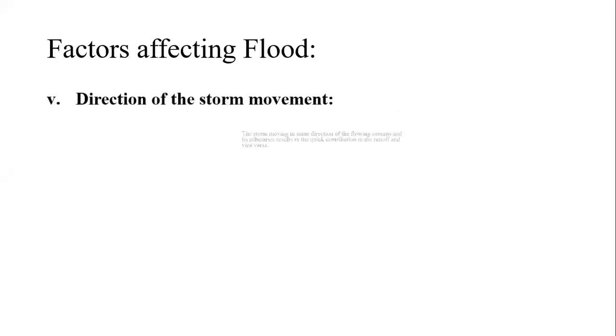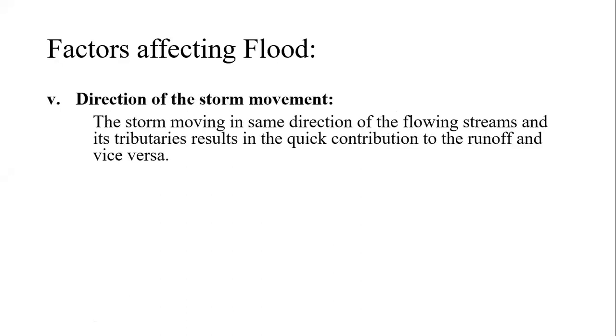The next parameter is the direction of the storm movement. A storm moving in the same direction as a flowing stream and its tributaries results in a quick contribution to the runoff and leads to the flood condition, and vice versa.